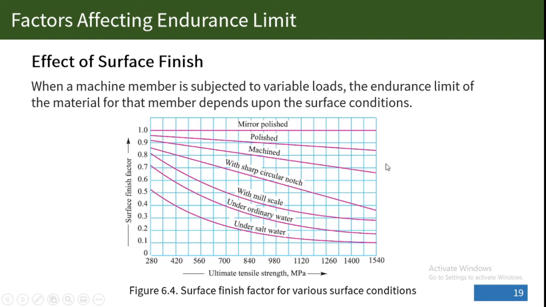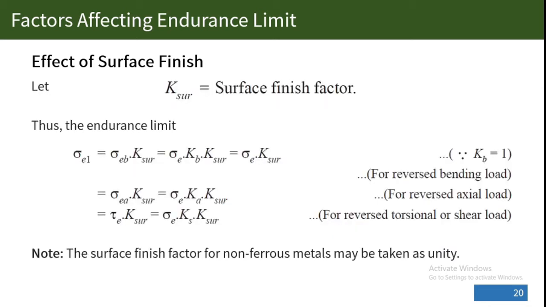And for different surface finishes, like for example for polished, the value seems to decline as the ultimate tensile strength of the material increases. And also there are possible values here for different surface finishes. When the surface finish factor is known, then the endurance limit for the material of the machine member may be obtained by multiplying the endurance limit and the surface finish factor. We see that for a mirror polished material, the surface finish factor is unity.